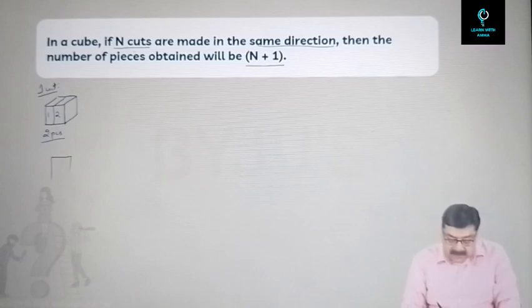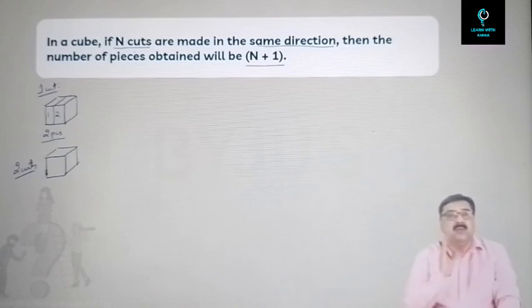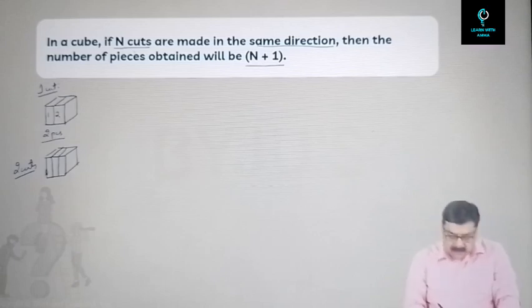Now look at another case. This is a cube. Now let us make 2 cuts to this cube. Again, in the same direction, both the cuts would be parallel to the same pair of faces. So we will make these cuts vertically perpendicular, like this, 1, 2. So this is one cut, and this is the second cut. So the number of pieces are going to be 3.